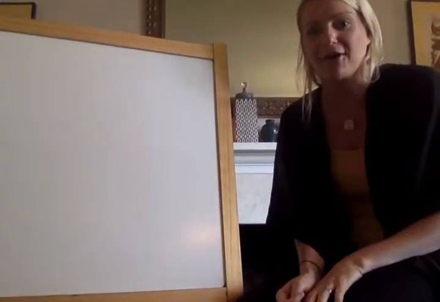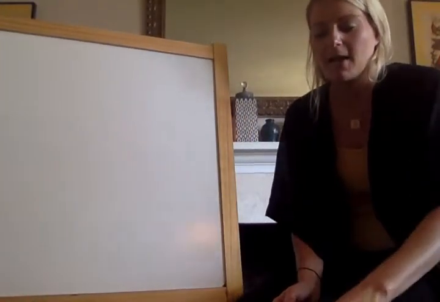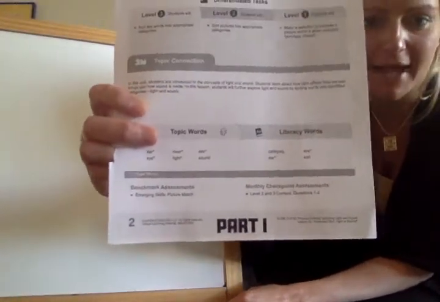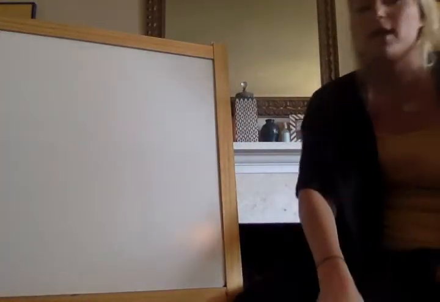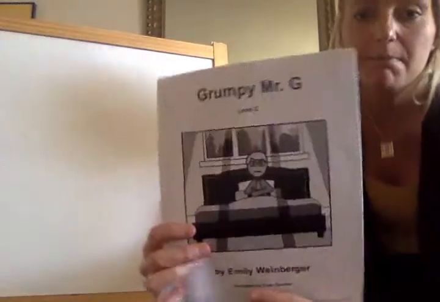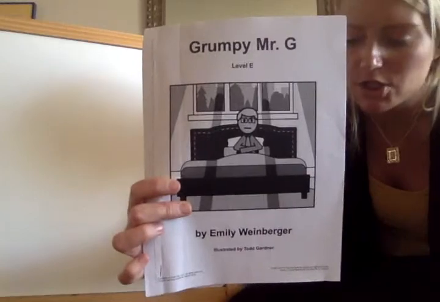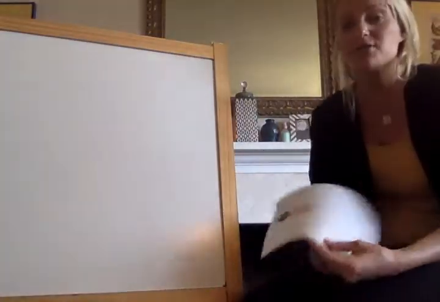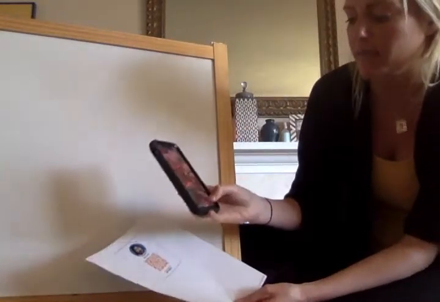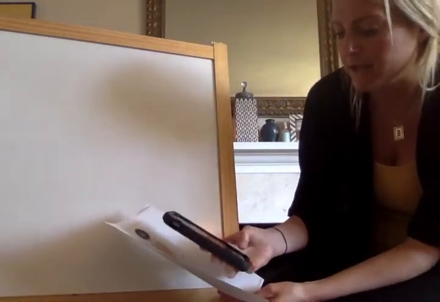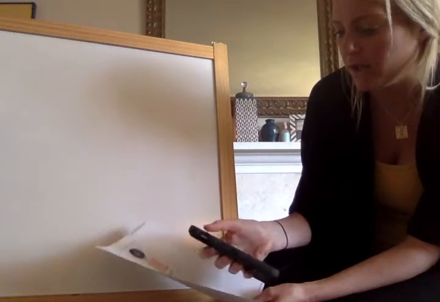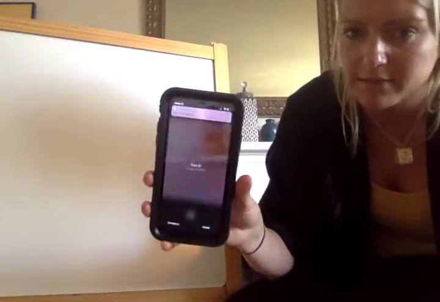Okay, it is time for our ULS lesson. You're going to need part 1 of your learning packet. We are going to continue reading the book Grumpy Mr. G. If you want to follow along, you can scan your QR code using your camera and open the website.